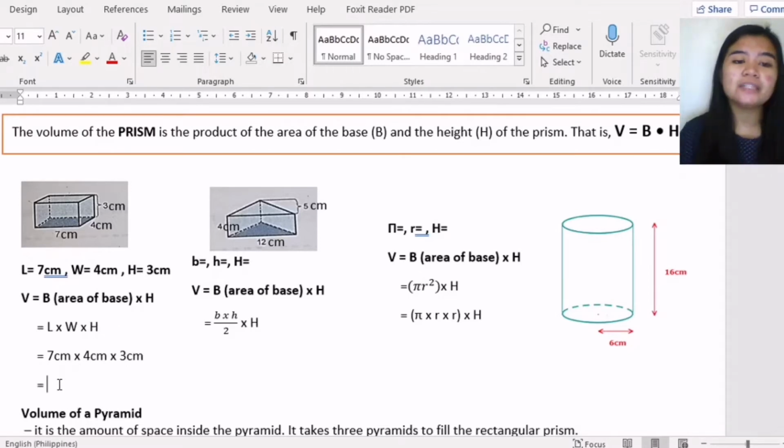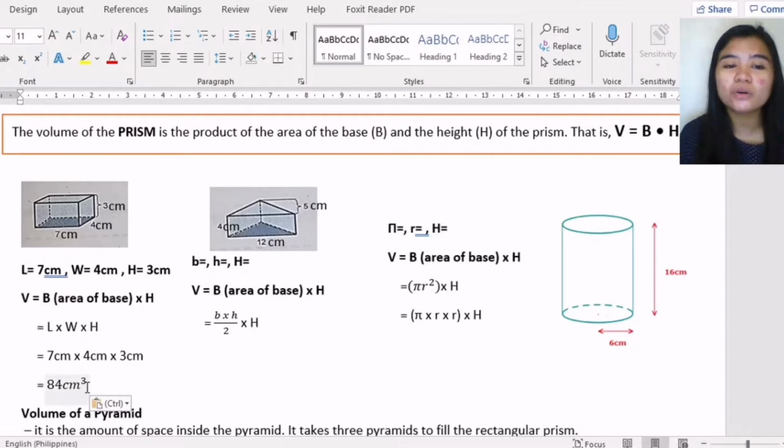Then, after that, we are going to multiply. 7 times 4, that is 28. Tama? And then, 28 times 3, tatlong 20, that is 60. And then, tatlong 8, that is 24. 60 plus 24, that is 84. Ang sagot natin dito is 84 cubic centimeter or centimeter raised to the third power or cube. Okay po? Basta tatandaan nyo na kapag volume, yan ay laging nasa cubic unit.